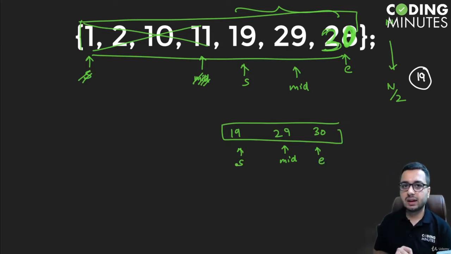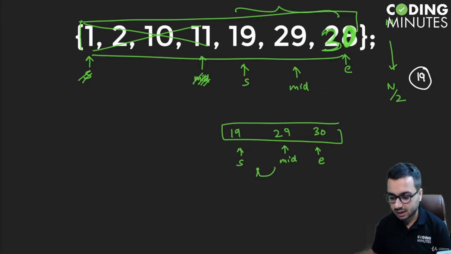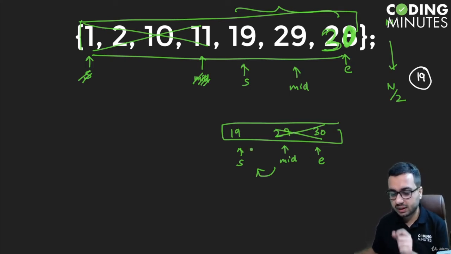We are looking for 19, so it must come to the left of the mid. We discard everything on the right of the mid, including the mid itself, because mid is not equal to 19. So we bring our end to this particular position. This is the first iteration, and this is the second iteration.